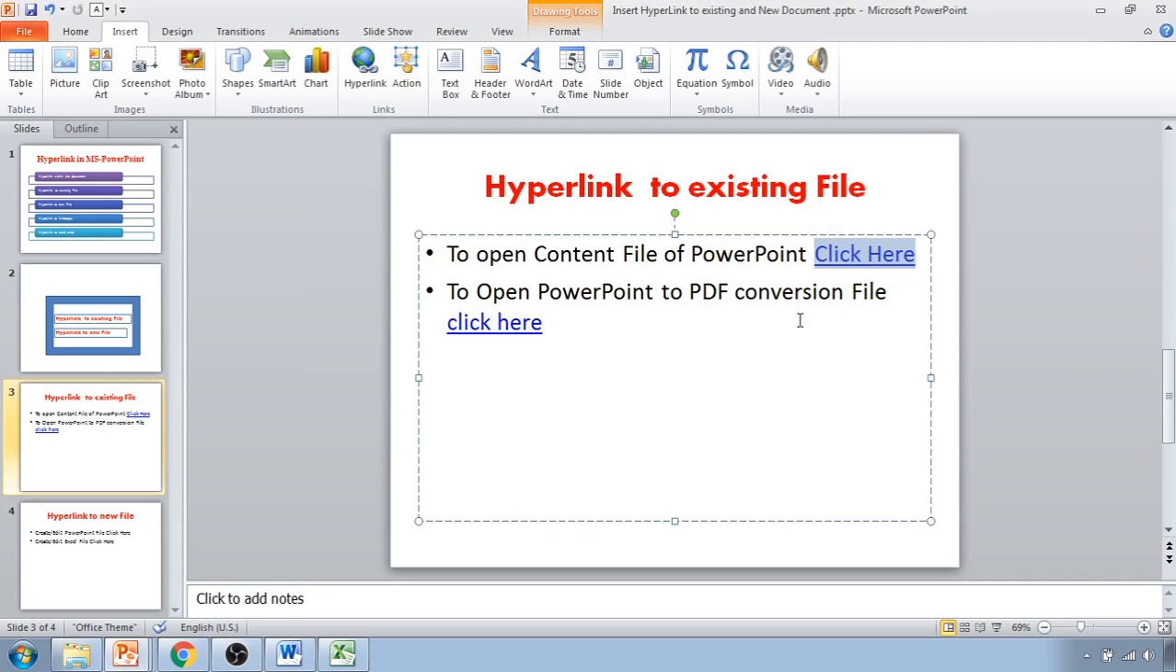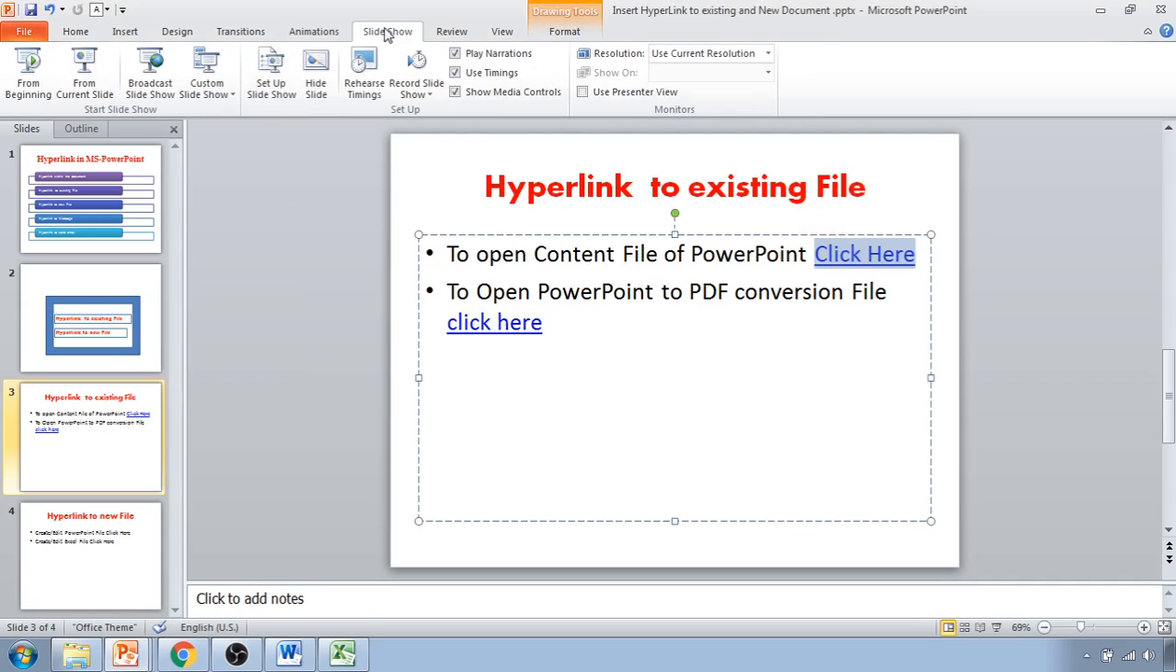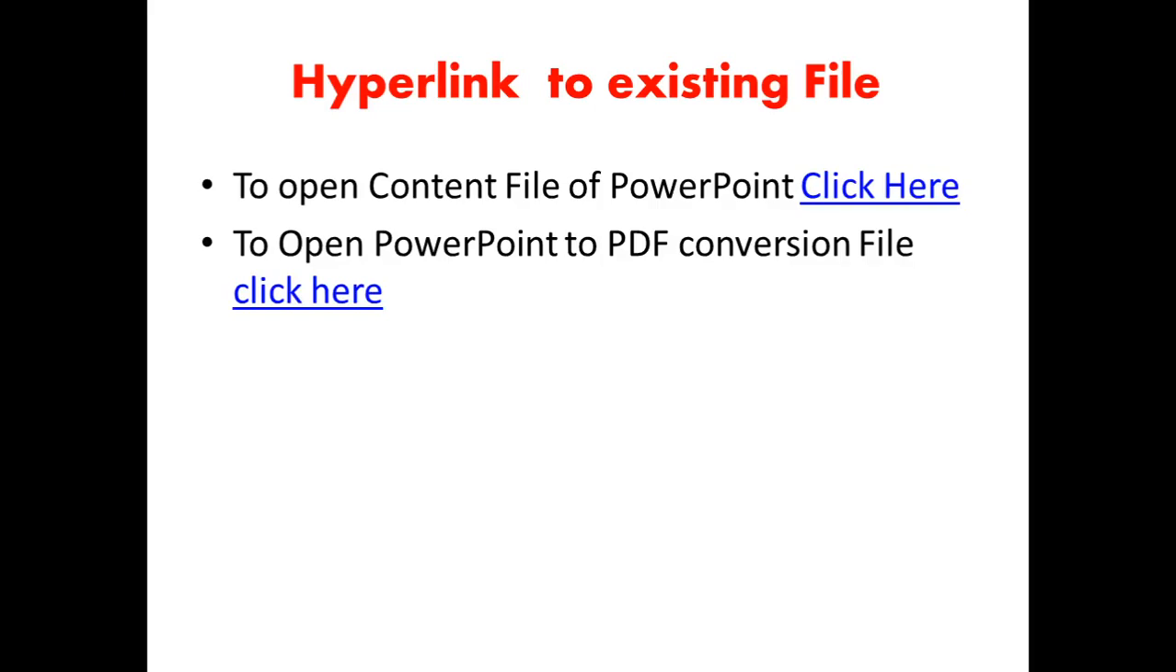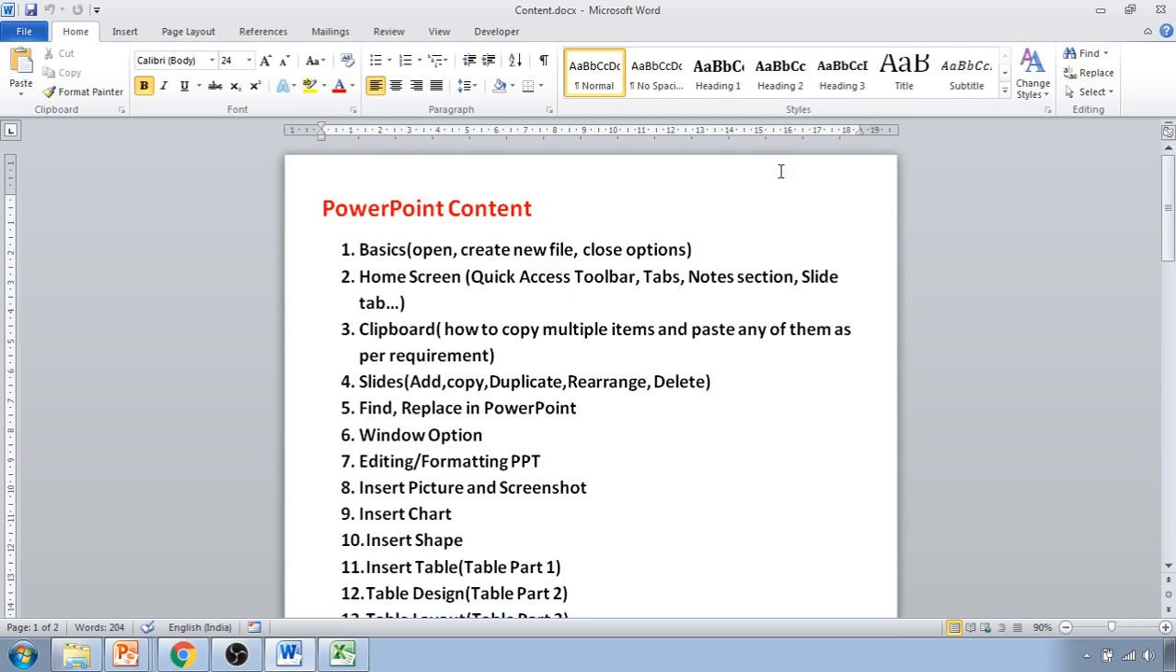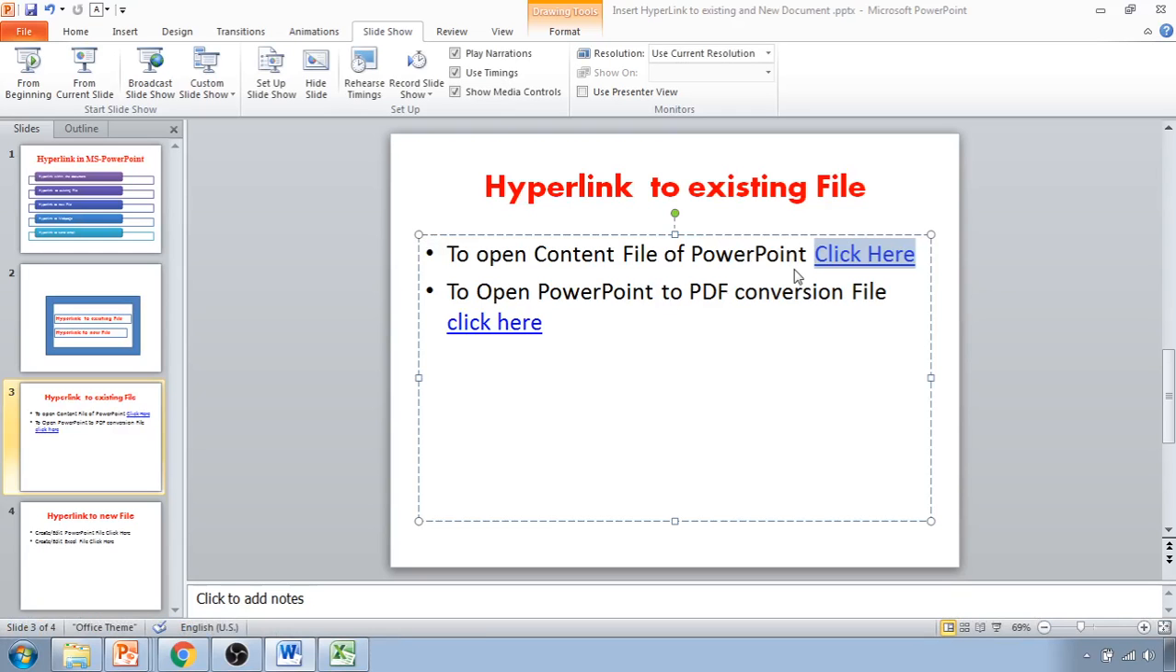Now to check whether the hyperlink is created or not, you have to click on the slideshow view, click on from current slide and just click on that text. So here you can see the Word file opens just by using the hyperlink. So in this way, we can insert a hyperlink to the existing file. In the similar manner, if you want to remove the hyperlink, just right click on it, remove hyperlink.